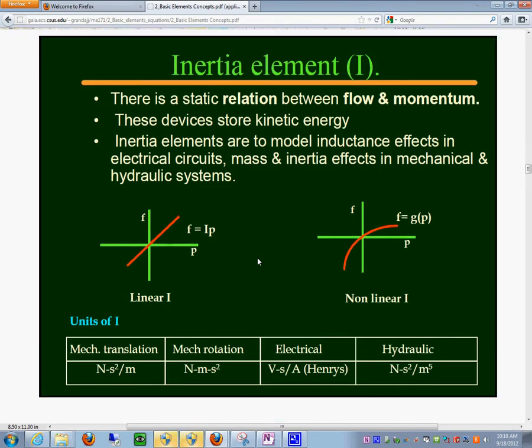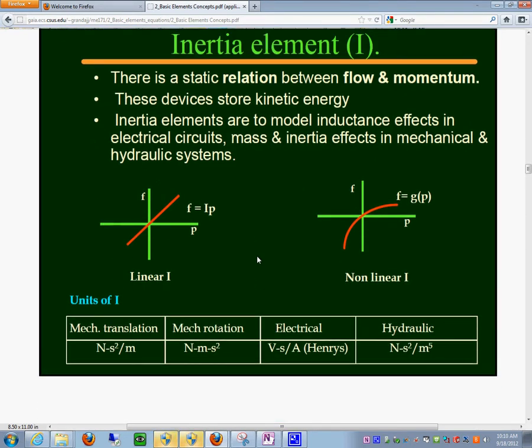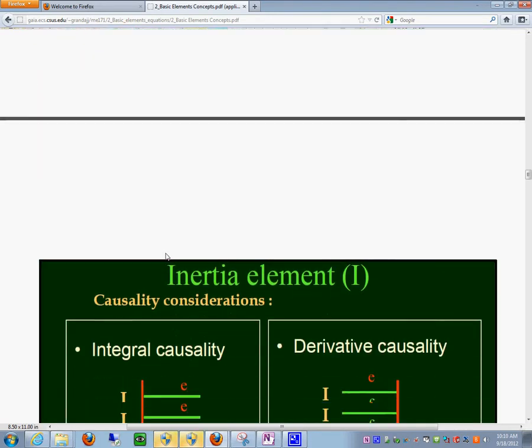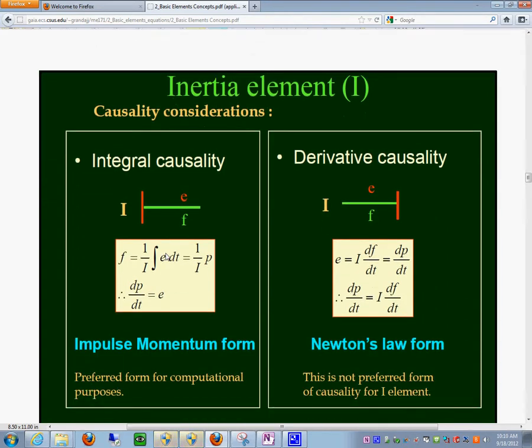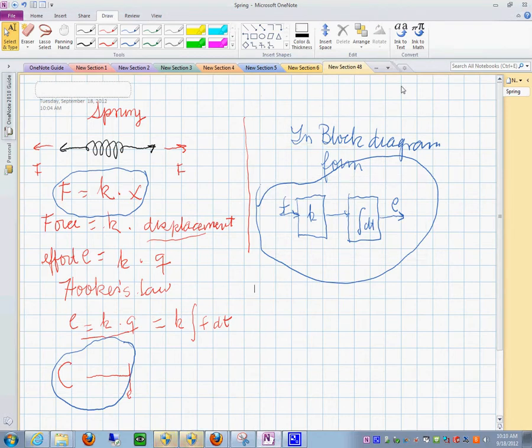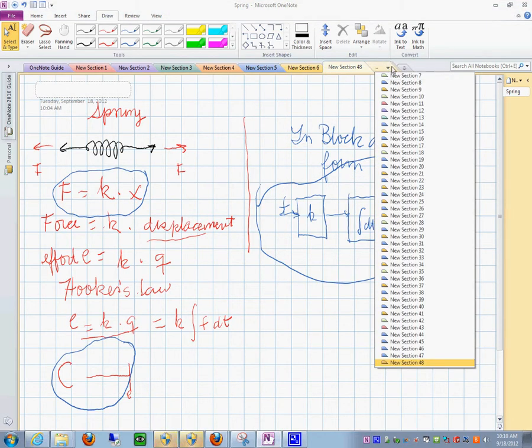Now we have the other element, and that is the inertia element. The inertia element in this case has a relationship between the flow and the momentum. So we've got to give some examples of this. Just as in the presentation up front, the I element relates to these equations if you have this configuration, or to these equations if you have that configuration. So let's go back to the notes and create another page.